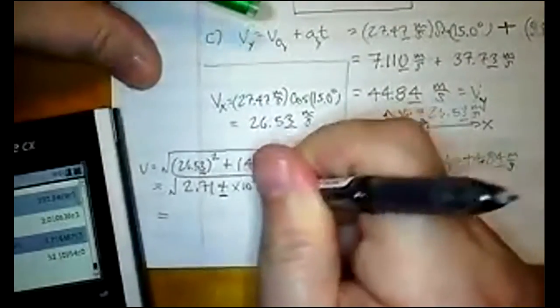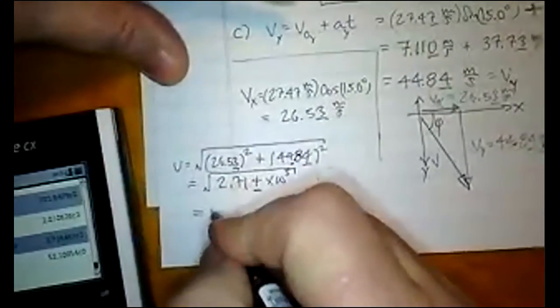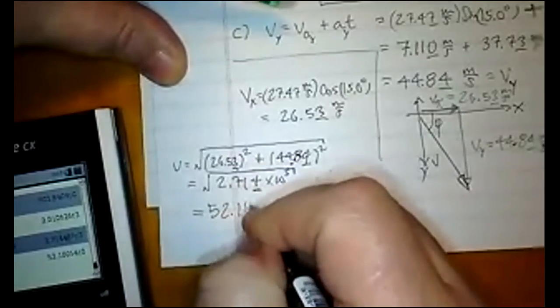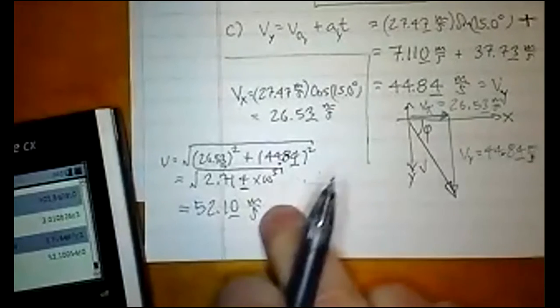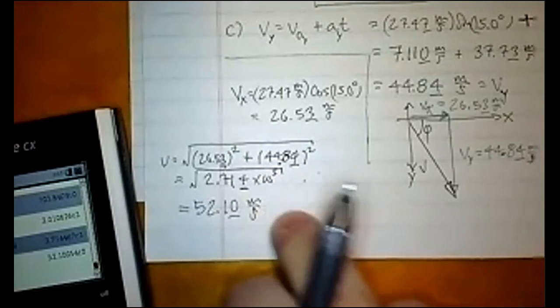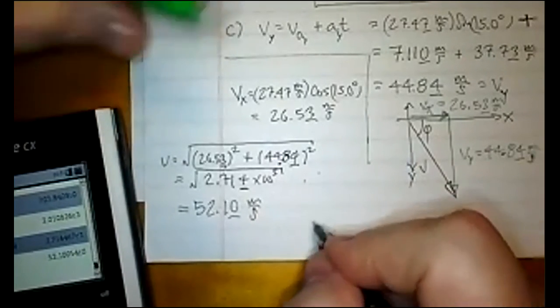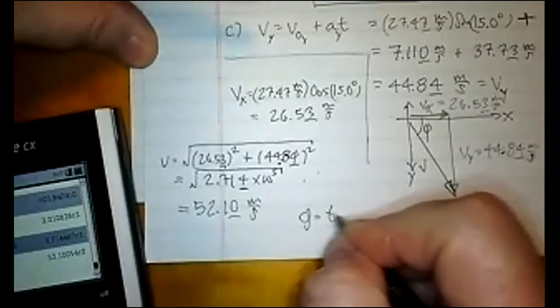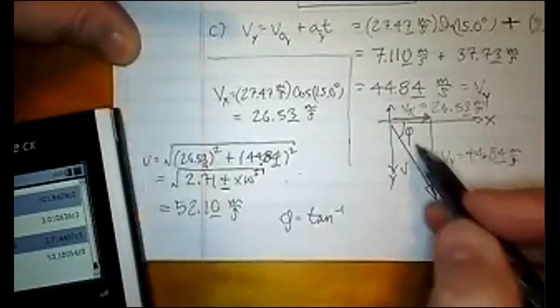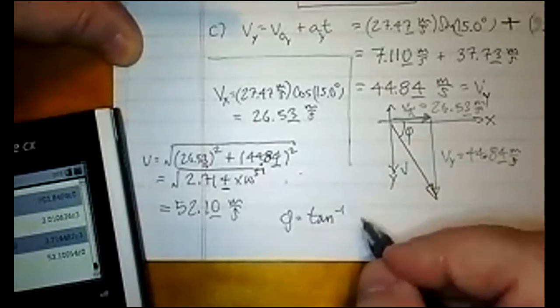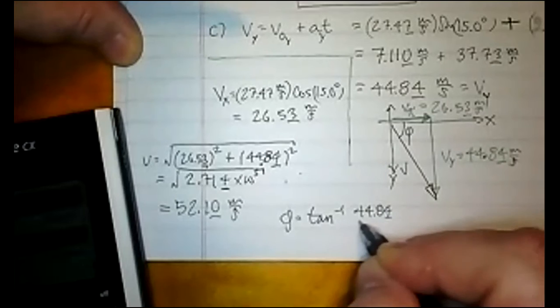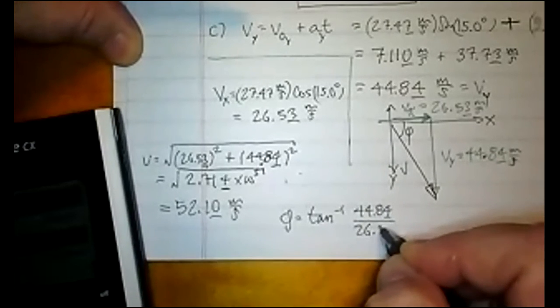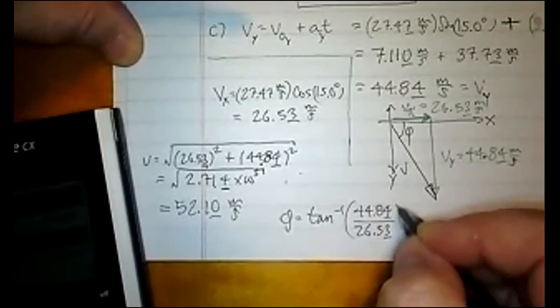So 52.10 meters per second is the magnitude of the final velocity. Now I can find phi by taking phi is equal to the inverse tangent. Notice tangent is opposite over adjacent. So that'll be 44.84, 1 extra sig fig, over 26.53, 1 extra sig fig.